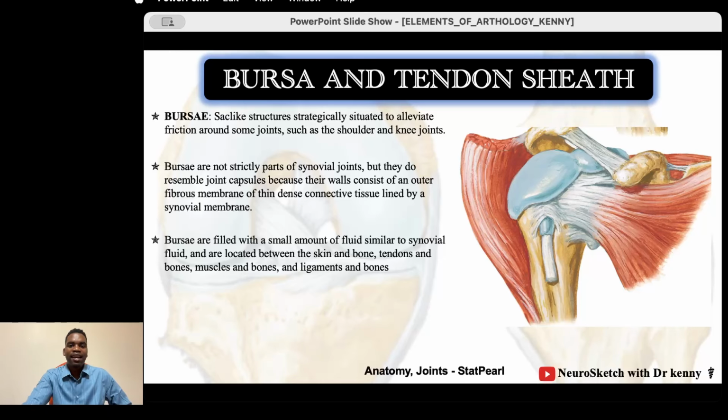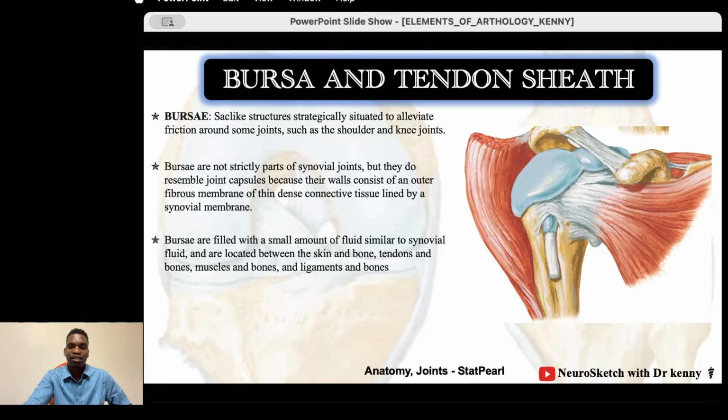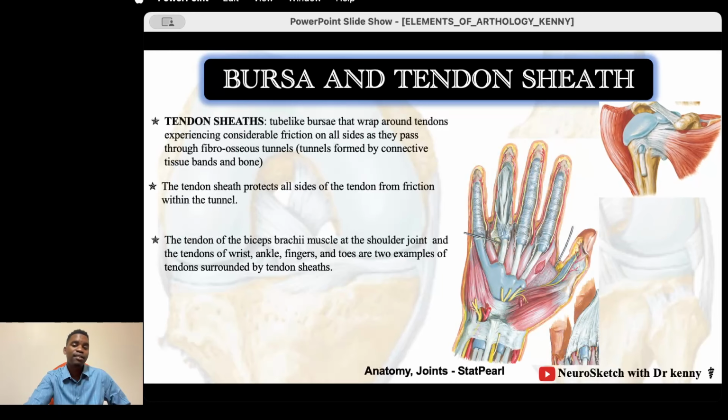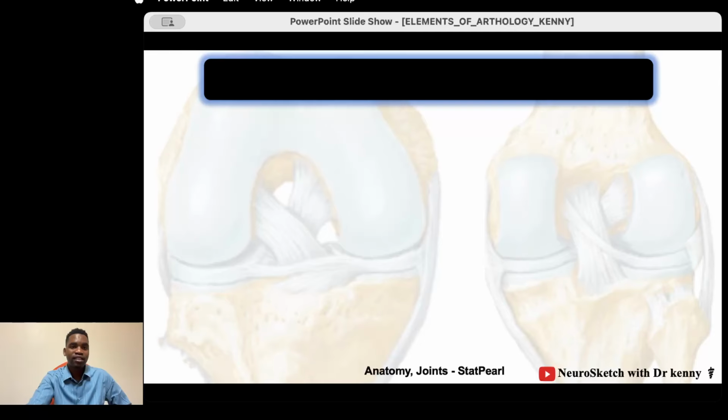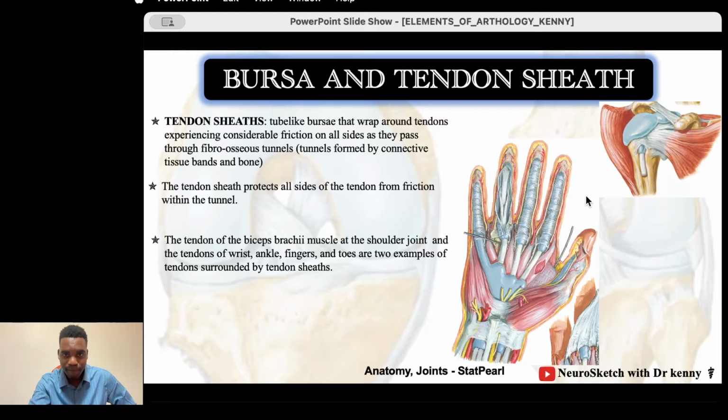That's a bursa. And then we have a tendon sheath. A tendon sheath is bursa-like. It's something like a bursa. This one is a tendon sheath. You see, it encircles the tendon, with the same intention of reducing friction between the tendons and other rigid parts like bones. So it's a tube-like bursa that wraps around the tendons experiencing considerable friction on all sides.